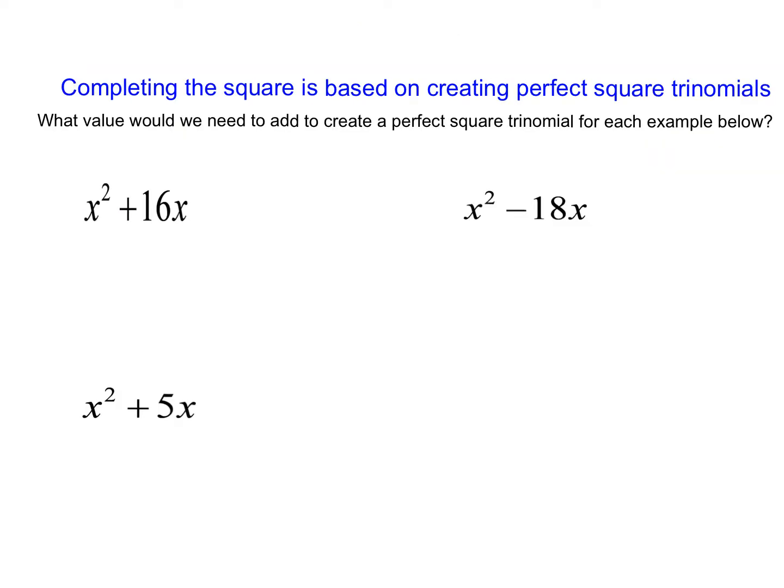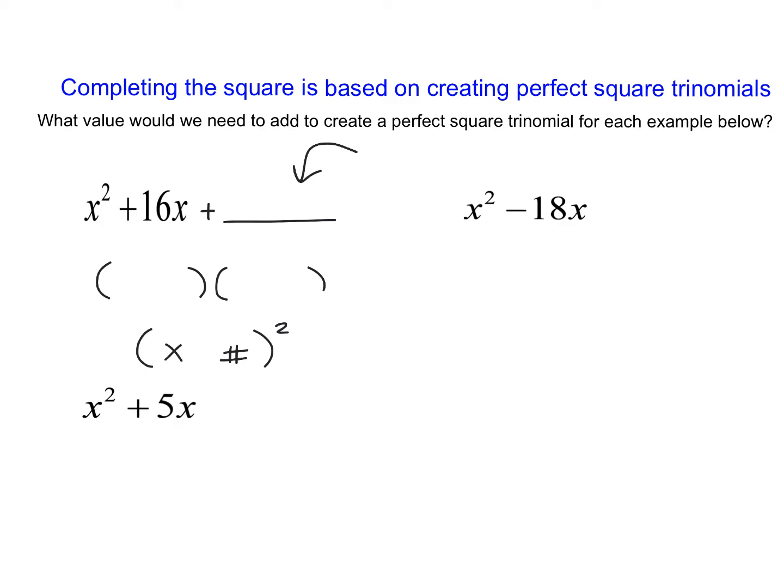Our goal on this slide is to figure out what we need to add to each of these expressions in order to make it a perfect square trinomial. We have x squared plus 16x plus a number, and we want that to turn into something times itself, which eventually will become x plus or minus a number squared. Ultimately, we need to figure out what this number is so that we can then work backwards and figure out what we need to add here in order to create a perfect square trinomial.